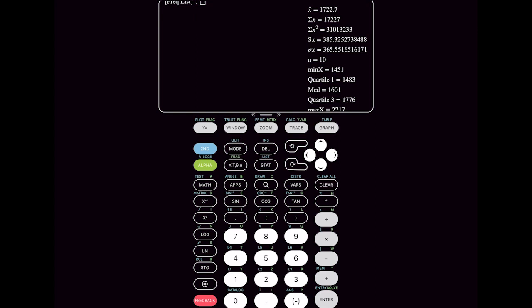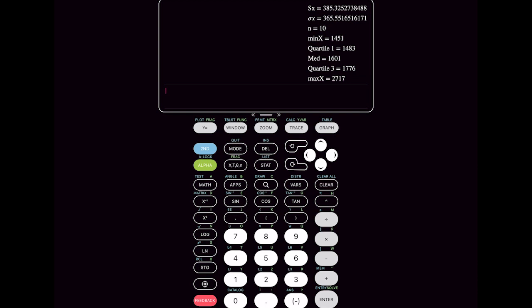And then if you're interested, the 5-number summary is at the bottom. So if you needed to make a box plot, you could see a box plot of those values there. Okay, but that ends the video.